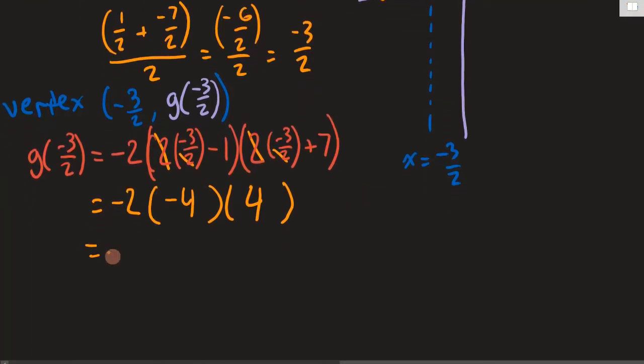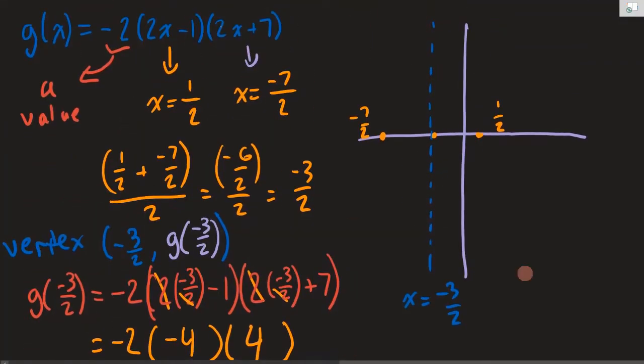So this is just negative times negative is positive, 4 times 4 is 16, and double 16 is 32. So our vertex, g of -3/2, the y value of our vertex is at 32. So let's plug that point in up here. So this is -3/2, comma 32. That's our vertex, and so we can fill in the sketch of our parabola now. It's going to look something like that.